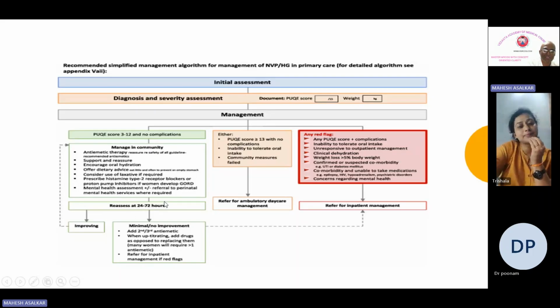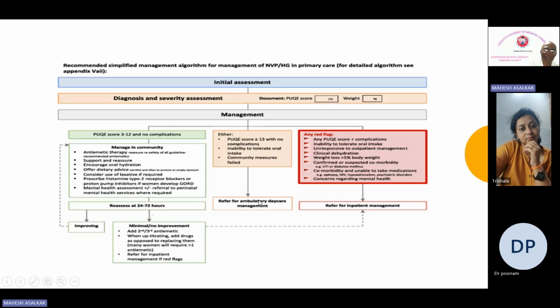You reassess after 24 to 48 hours, and if there is minimal or no improvement, you can add. So next step will be addition of antiemetic. Okay. Then when up titrating, add drugs as opposed to replacing them. So don't stop the previous drug, you continue with the first drug plus add the second drug. Okay. And if still not getting control, then the patient goes for the inpatient management.